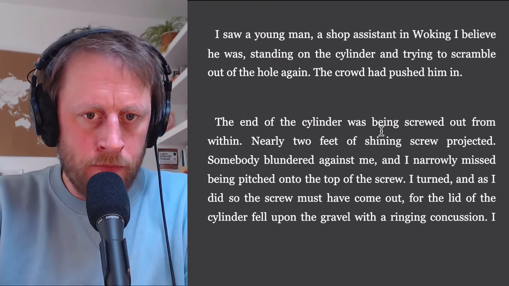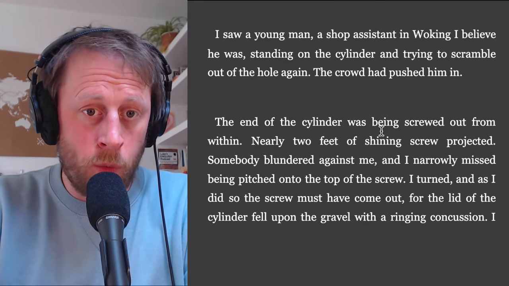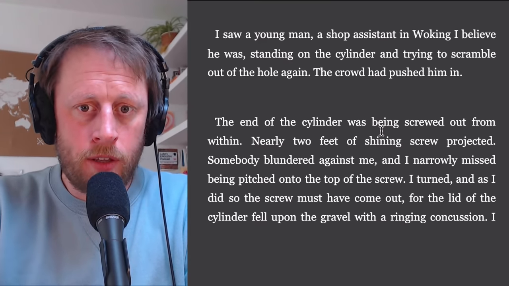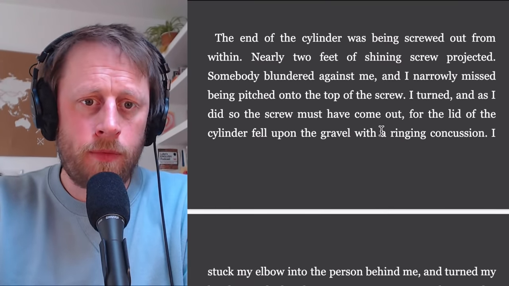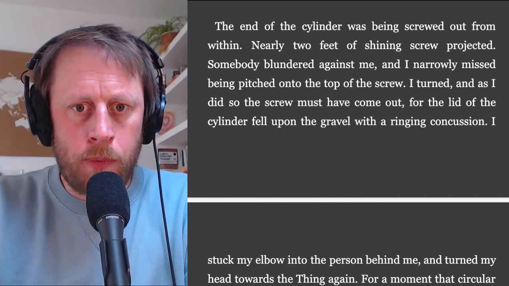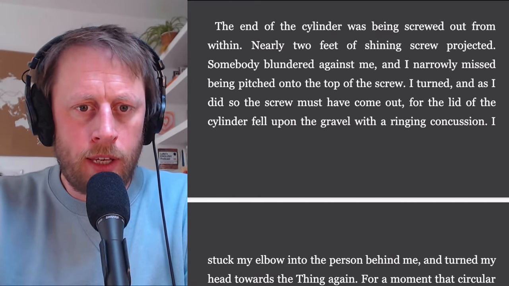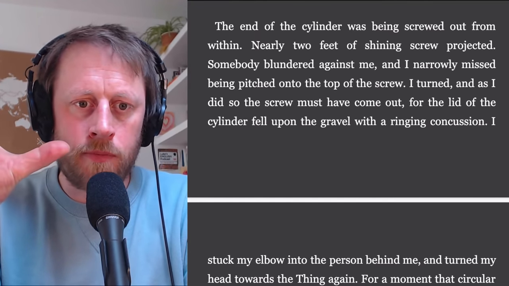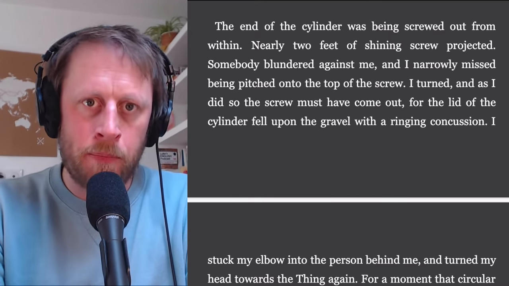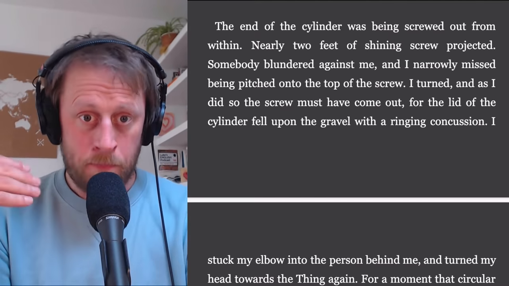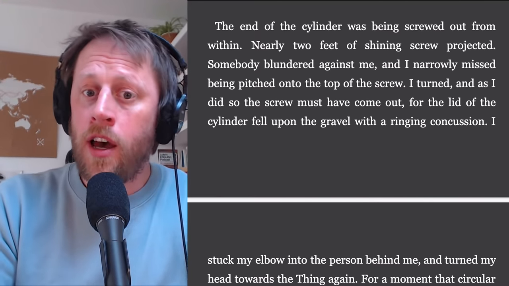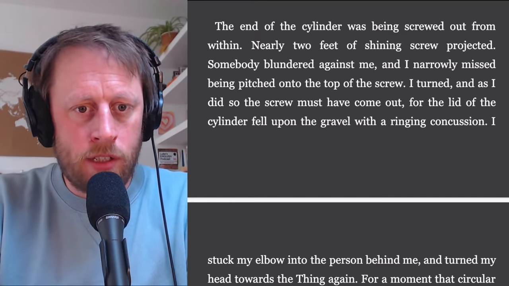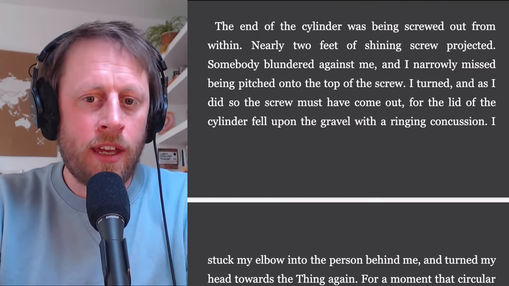I saw a young man, a shop assistant in Woking, I believe he was, standing on the cylinder and trying to scramble out of the hole again. The crowd had pushed him in. The end of the cylinder was being screwed out from within. Nearly 2 feet of shining screw projected. That's about 60 centimetres. Someone blundered against me. They bumped into me. And I narrowly missed being pitched on top of the screw. I turned, and as I did so, the screw must have come out, for the lid of the cylinder fell upon the gravel with a ringing concussion.